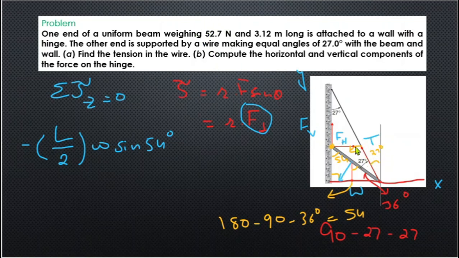Now there is another force acting on that uniform beam of weight 52.7 newtons, and that force is the tension force over here. If we consider the length of that rod to be equal to L, then that force is acting at a point which is L from the origin. Here the sign of the torque would be positive because this tension force is trying to rotate the object in the counterclockwise direction as shown by the arrow over here.